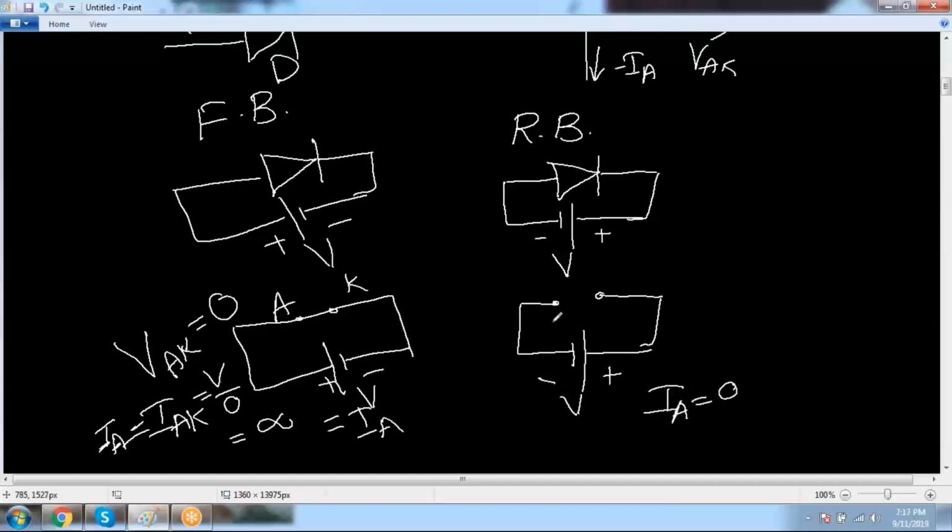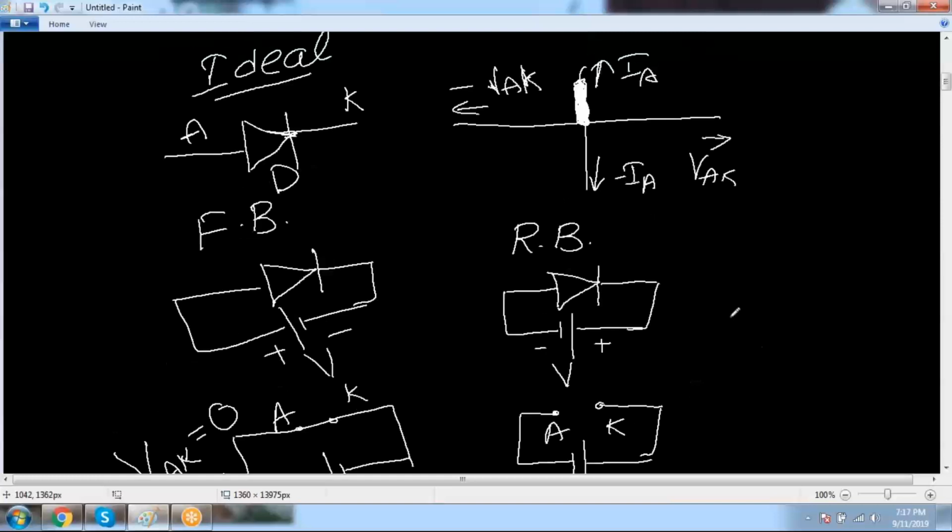Then what is the voltage appearing across anode and cathode? Students, what is the anode to cathode voltage? It is equal to minus V. Whenever the diode is reverse biased, the voltage will be minus V and the current will be 0. Then, can you locate this point? The voltage is minus V and the current is 0, so it is located on the x-axis.